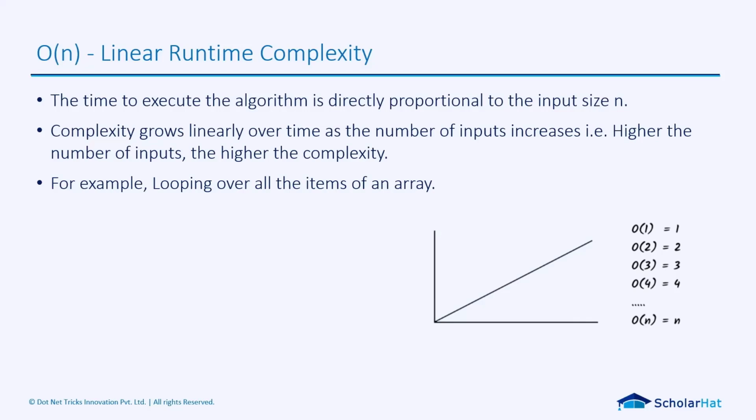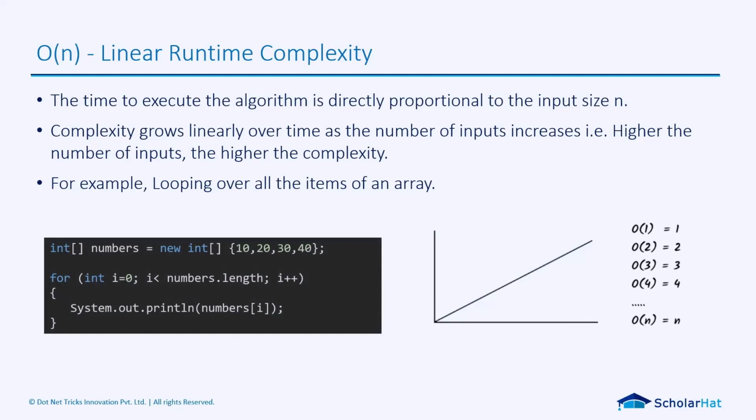So complexity grows linearly over time as the number of inputs increases. Higher the number of inputs, higher the complexity. For example, looping over all the items of an array. So if I want to loop just this array, what I have to do is I'll write a for loop and I'm just iterating it.